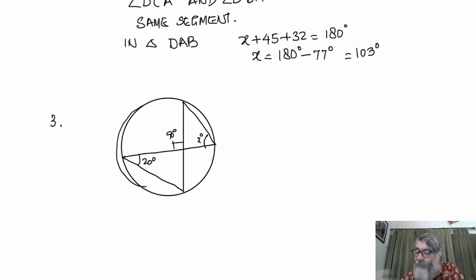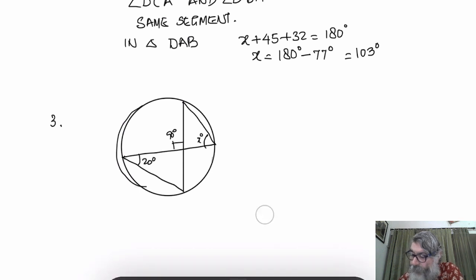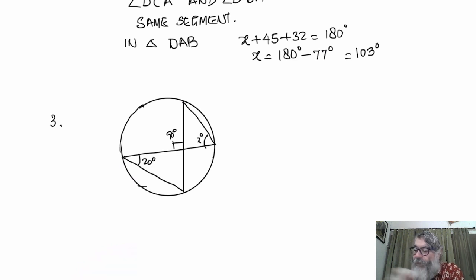Now in this, names are not given. Let me first of all make a little correction. Okay, let me name them A, B, C, D. We have to anyway find the value of X.